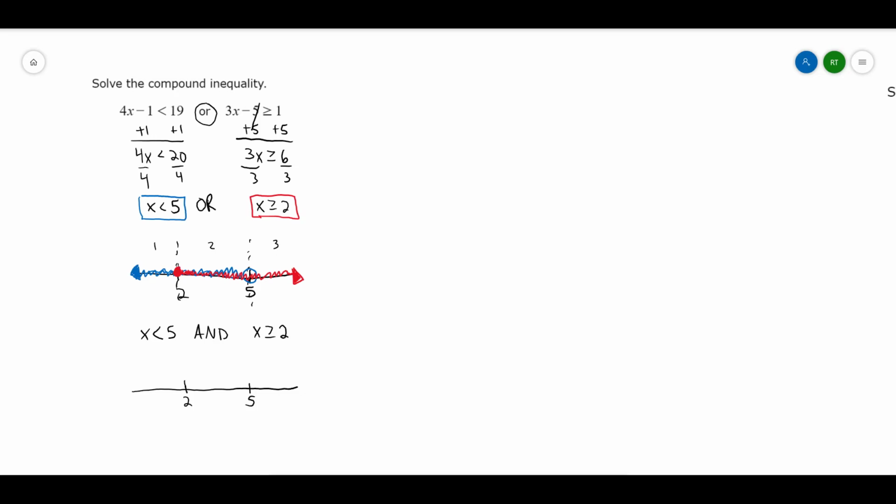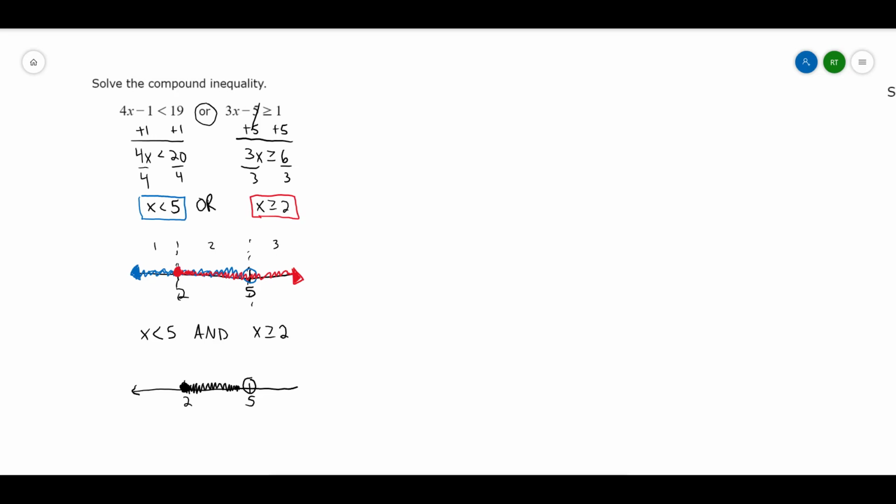So if I were to graph x is less than 5 and x is greater than or equal to 2, my final answer would be this solid dot, and it would be all the way up to the 5. And notice there was an open dot on 5, so I will not fill this one in. And I will shade in the middle.